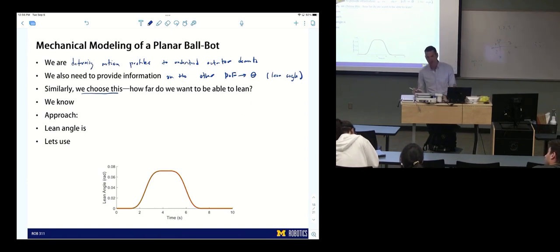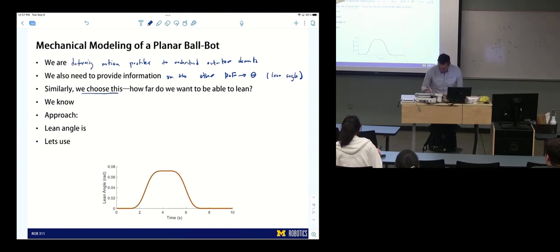How far do we want it to be able to lean? There's also other constraints in that, like if a ballbot leans over sufficiently, its wheels lose contact. And then if the model breaks down, it can't actually actuate anymore. But we're going to stay away from leaning that far.